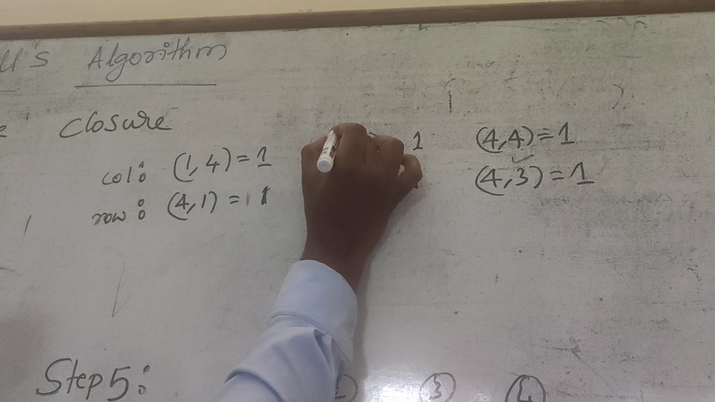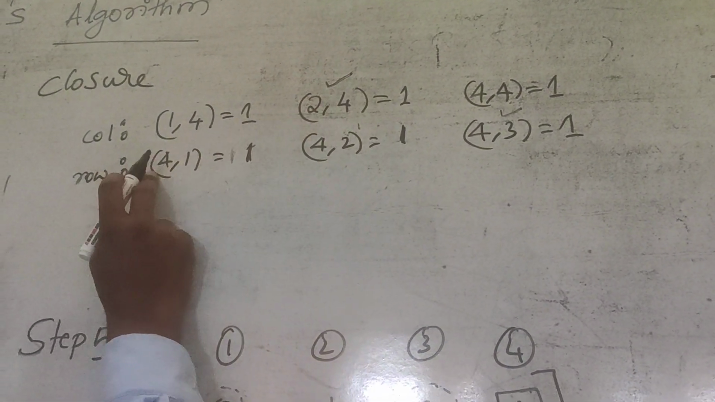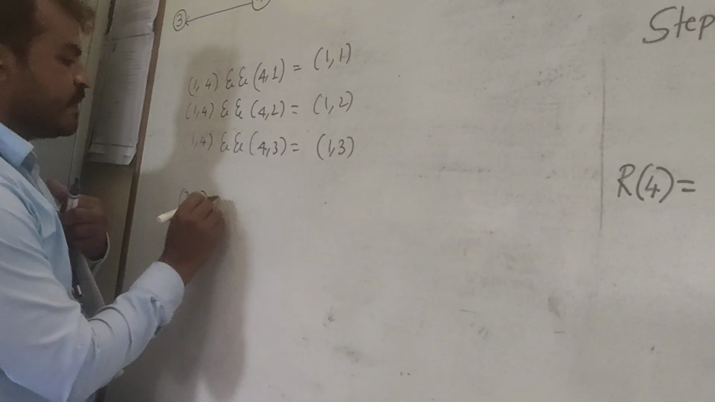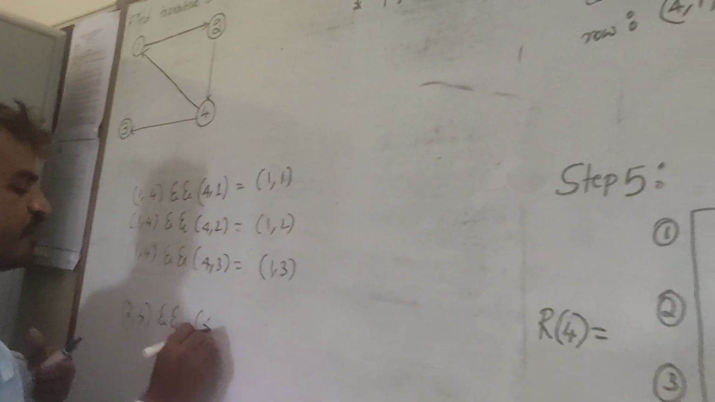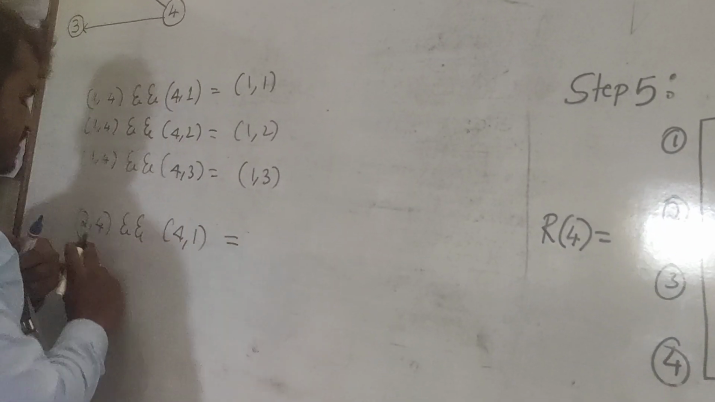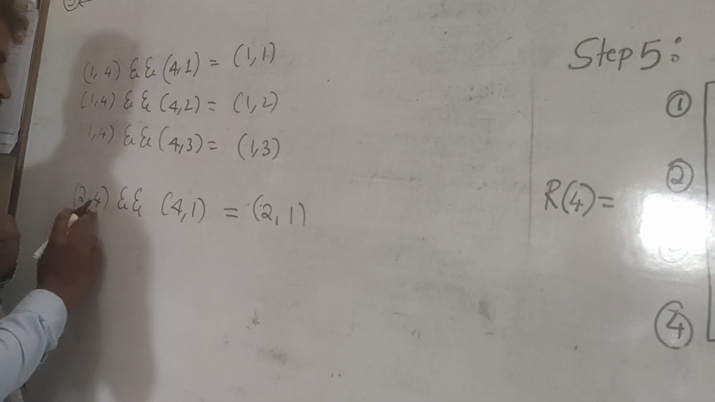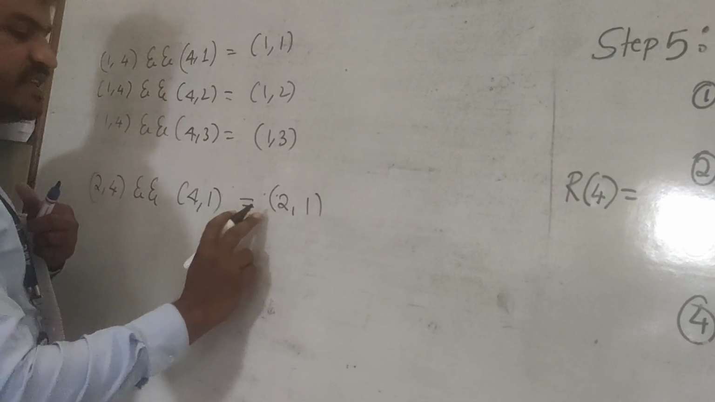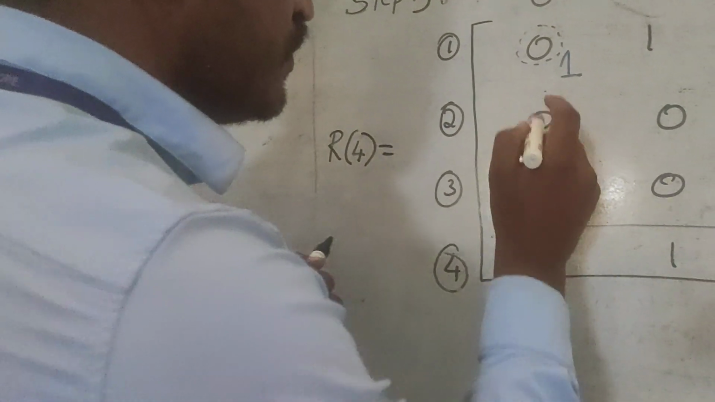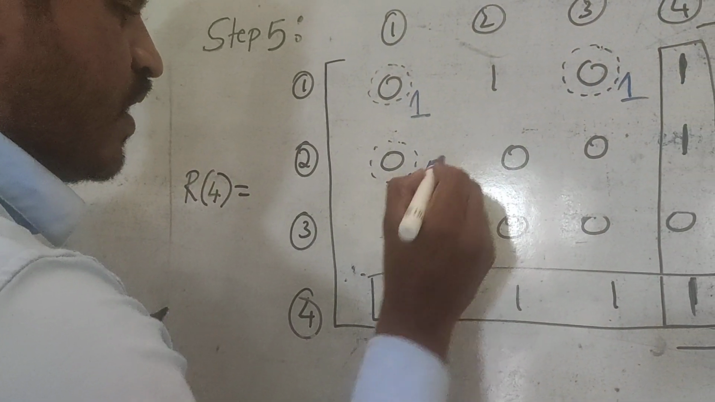Take the combination from 2 again from the beginning: 2 to 4 and 4 to 1. See, 2 to 4, the intermediate is 4. 4 to 1, so we say there is a path 2 to 1. What is there here for 2 to 1? 0 is there. 0 can be replaced with 1.